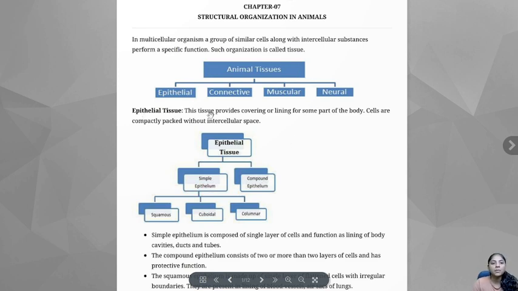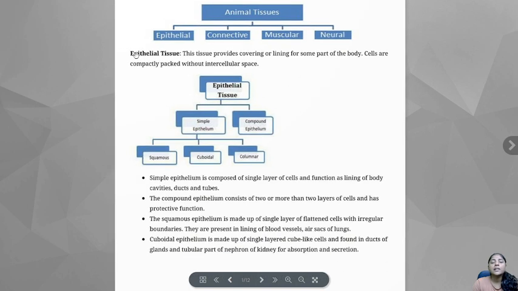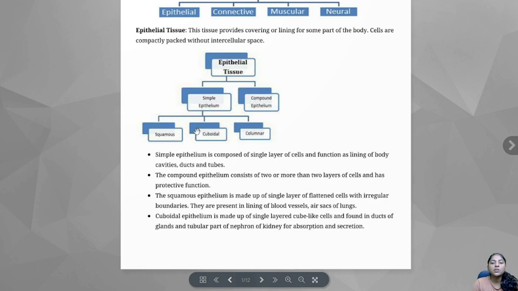So the first one is epithelial tissue. This tissue provides covering or lining for some part of the body. The cells are compactly packed without intercellular spaces. So the cells in epithelial tissue are very compactly or tightly packed, and there are no intercellular spaces. Under epithelial tissue, we again have two types, that is simple epithelium and compound epithelium. In simple epithelium, there are three types of tissues: squamous tissue, cuboidal tissue and columnar tissue.